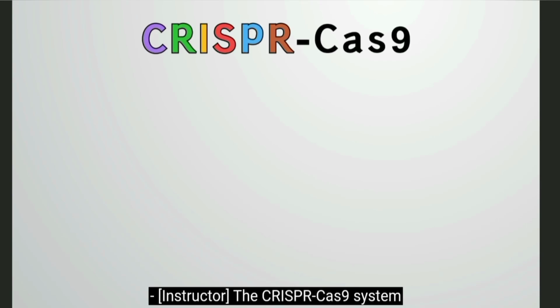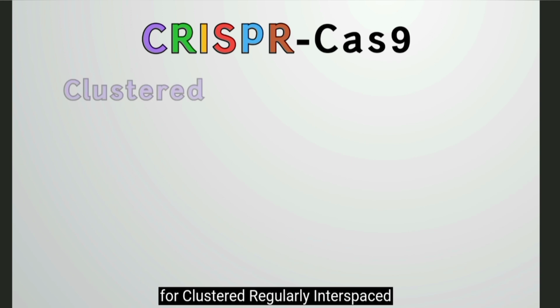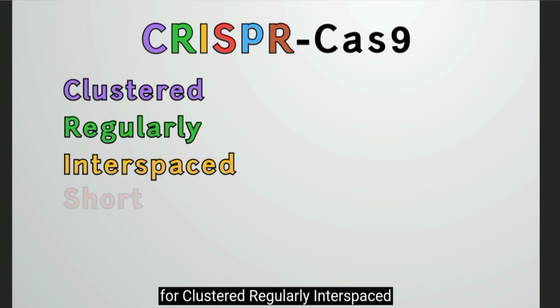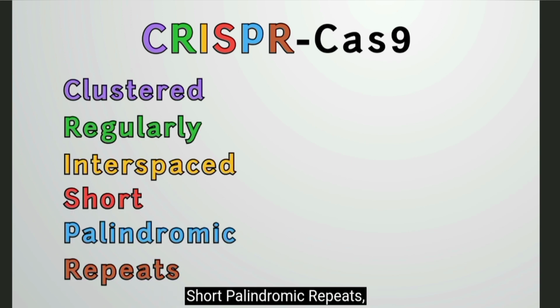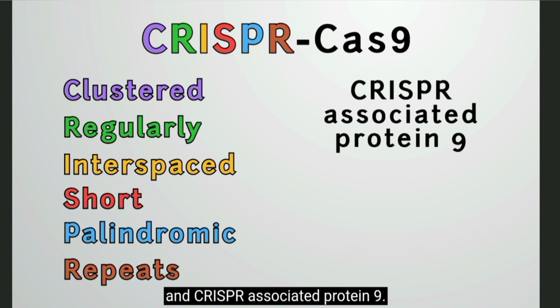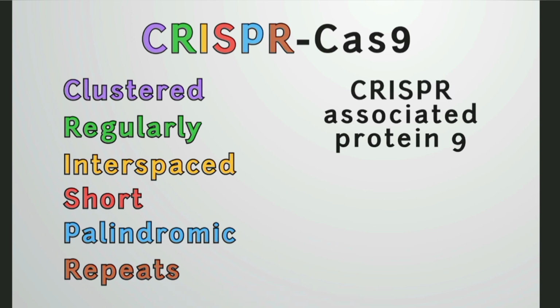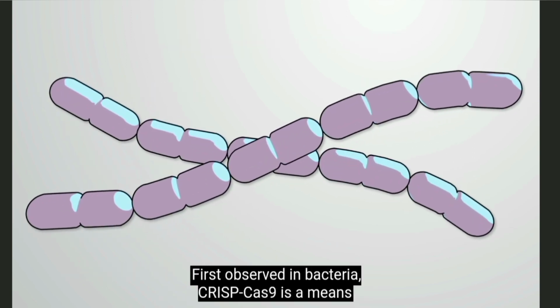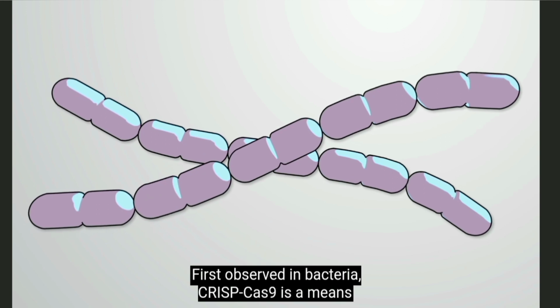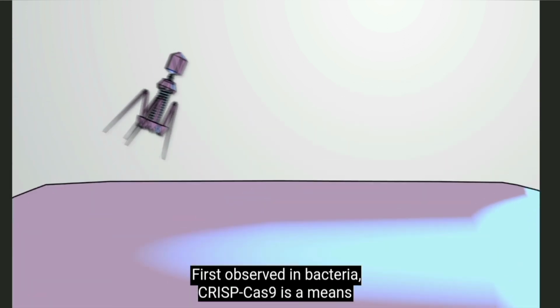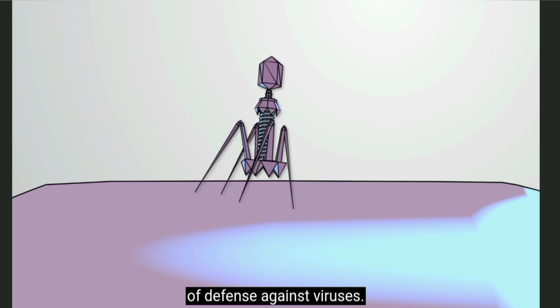The CRISPR-Cas9 system is a DNA editing tool that stands for Clustered Regularly Interspaced Short Palindromic Repeats and CRISPR-associated protein 9. First observed in bacteria, CRISPR-Cas9 is a means of defense against viruses.